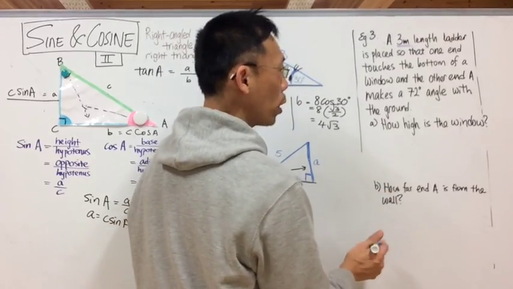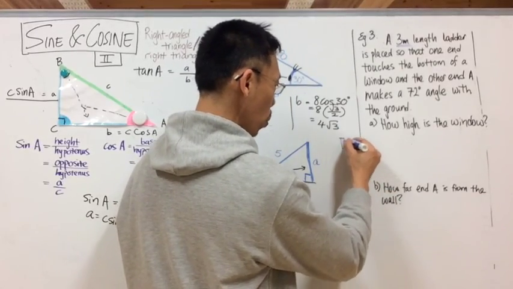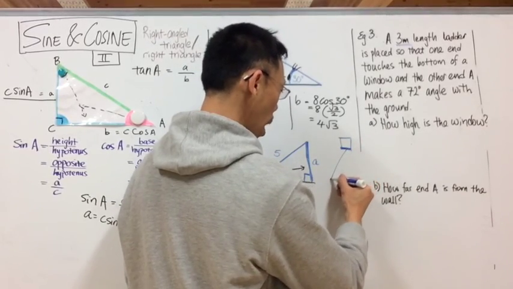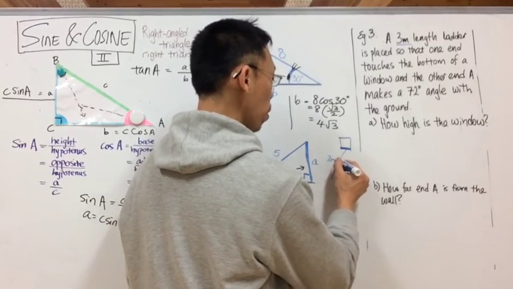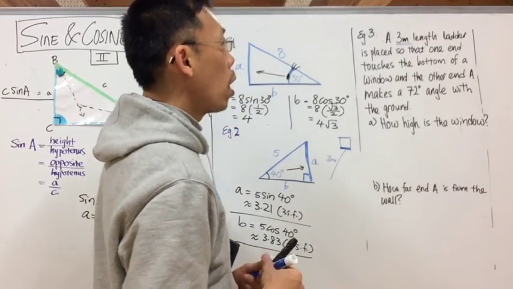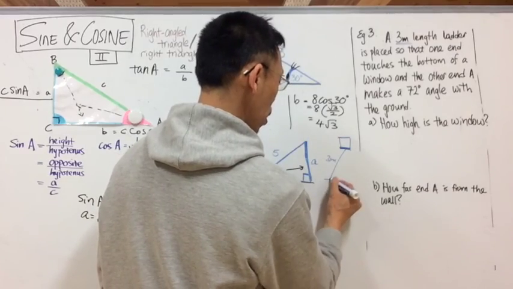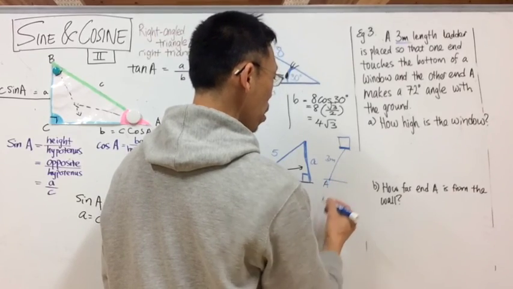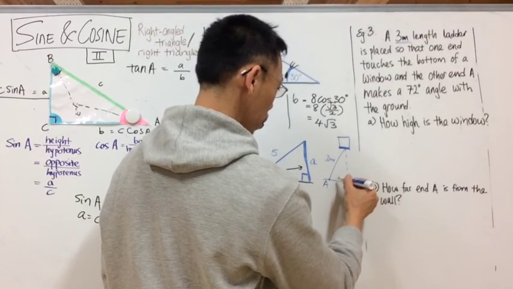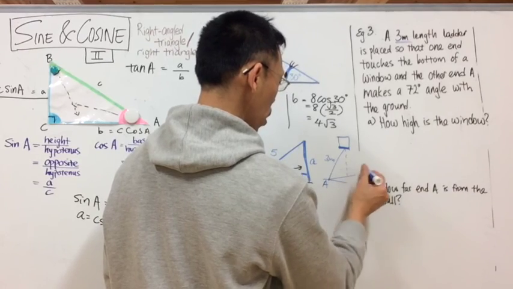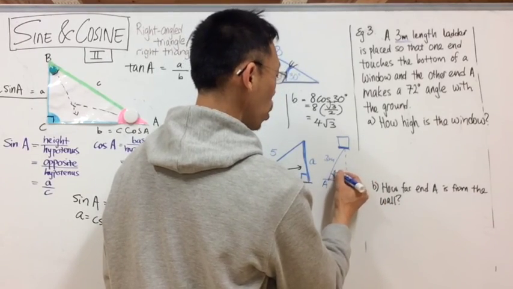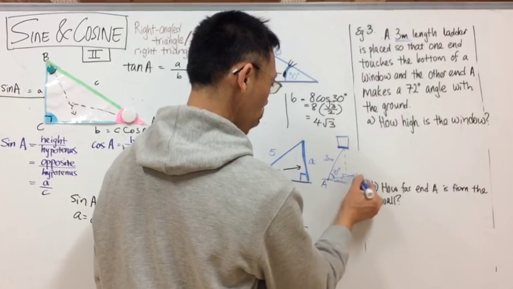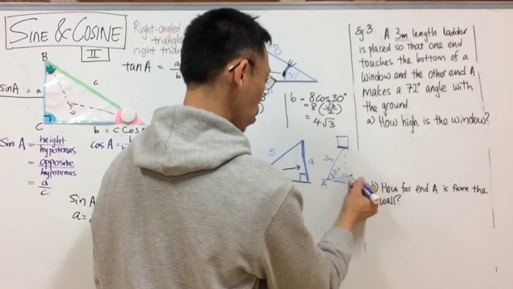So I can think about drawing this by, let's say, here's a window, right? That's the window, and there's a ladder coming down, and this is 3 meters. And the bottom end, this is A, makes an angle, let's say of 72 degrees, to the ground. This is the ground.